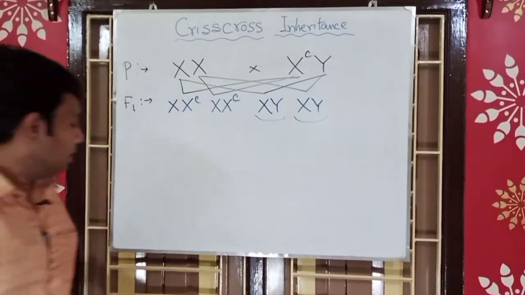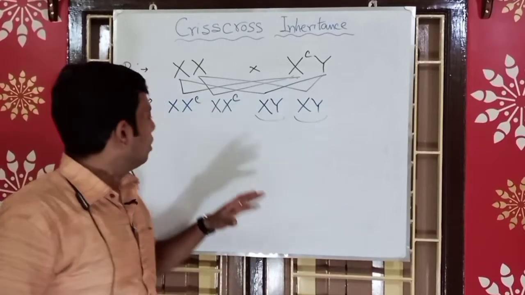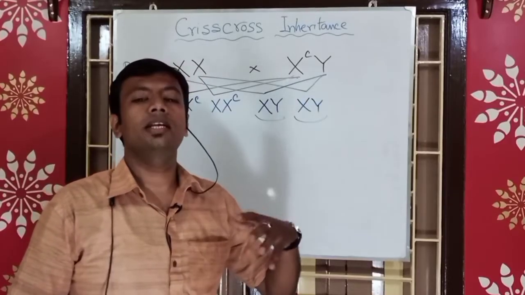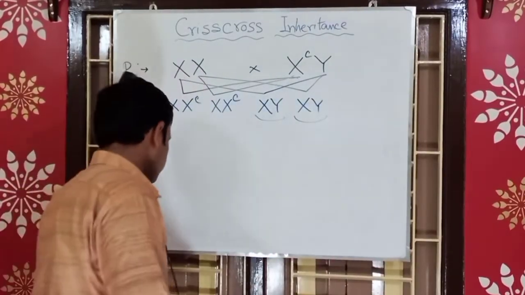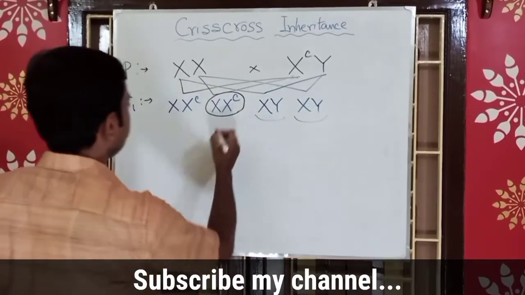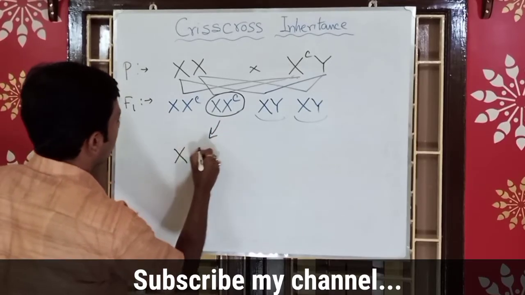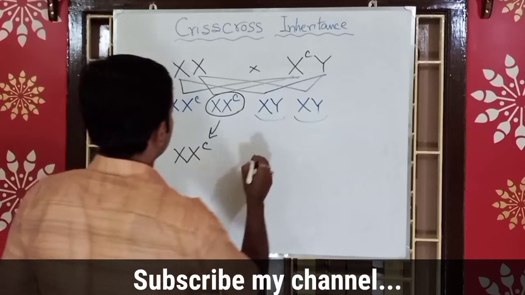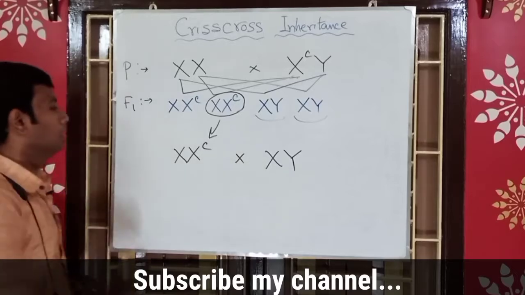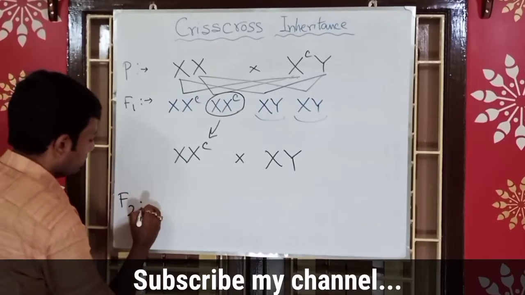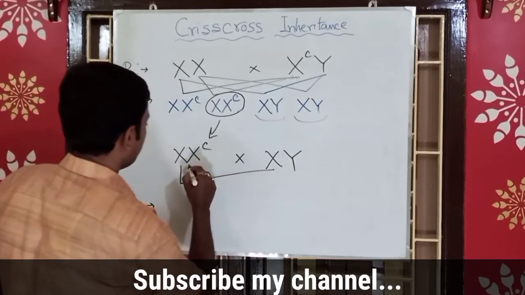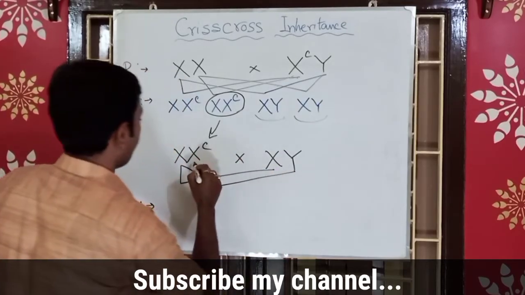Now, let's consider another cross consisting of such a daughter. If this kind of daughter marries any normal man, what happens then? Imagine this particular daughter marries a normal man. So let's try to understand what happens in the F2 generation. Let's try to find out what happens in the F2 generation. We have to make the cross once again.